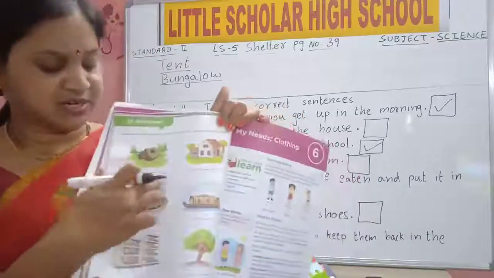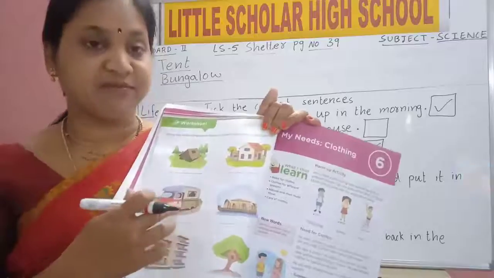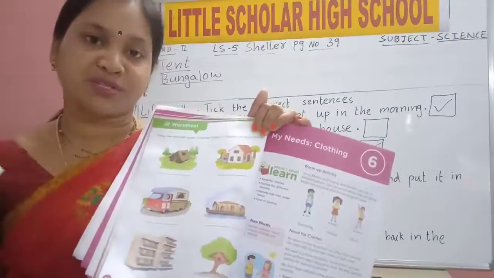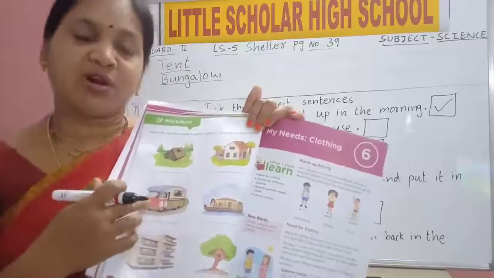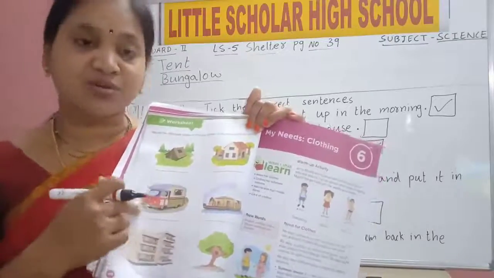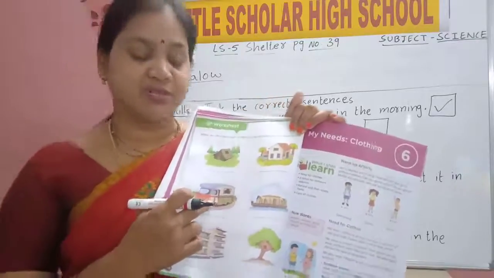Which house is this, children? See, you can see wheels for this house. Yes, it will move on wheels. It will move on roads. So all the vehicles have wheels in the same type. This house also has wheels. So what is this house name? Caravan.